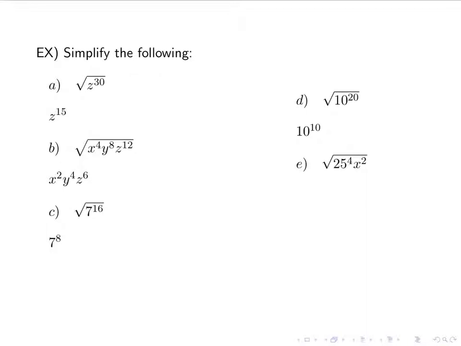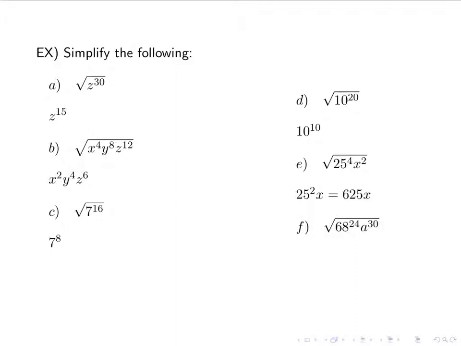I can have a mixture of numbers and variables. So the square root of 25 to the 4th, x squared. Divide each of my exponents by 2, get rid of the square root. I'm left with 25 squared x, which I can further simplify to 625x, because 25 squared is 625.